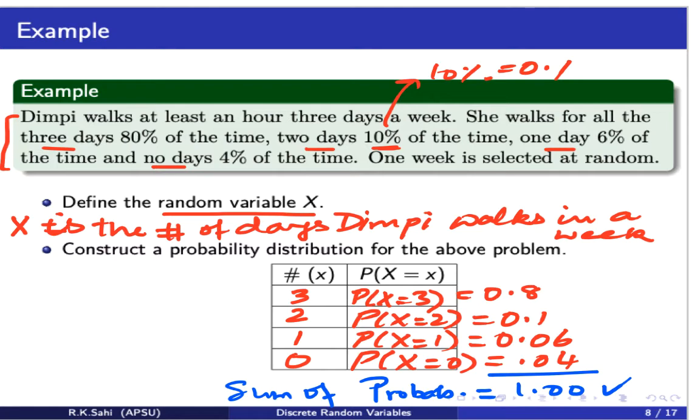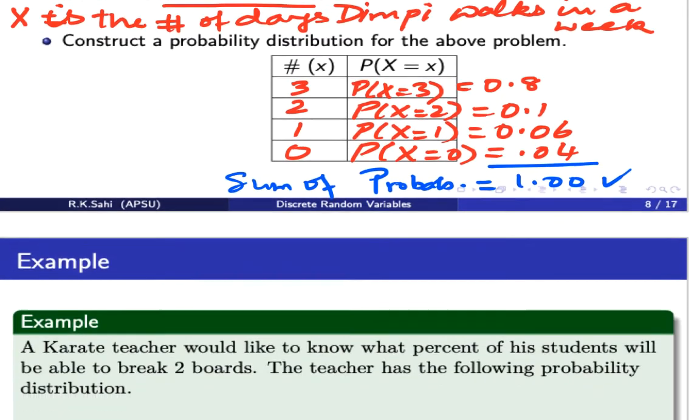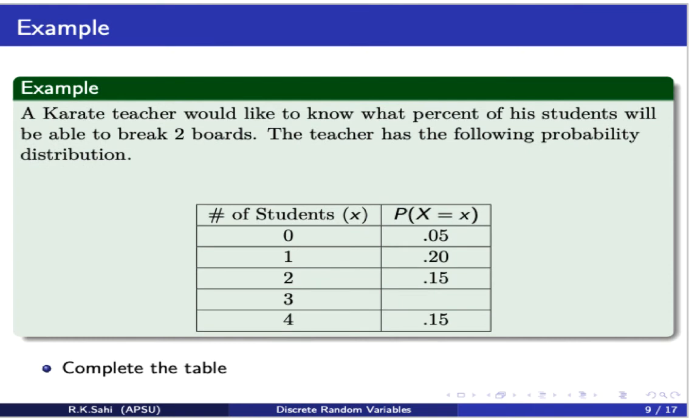Now let's look at a different kind of example. Here's a karate teacher, guys. A karate teacher would like to know what percent of his students will be able to break 2 boards. Now, the karate teacher is a good statistician, we can see that. As a statistics person who has good knowledge, he says, yeah, you're doing good.